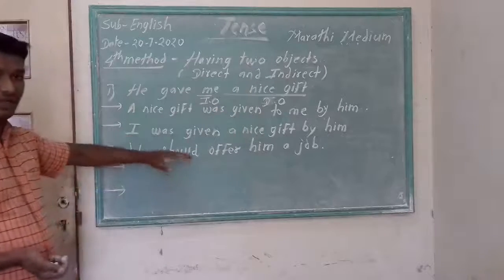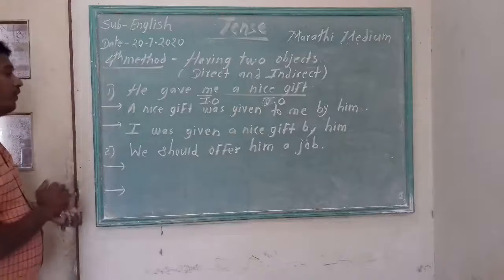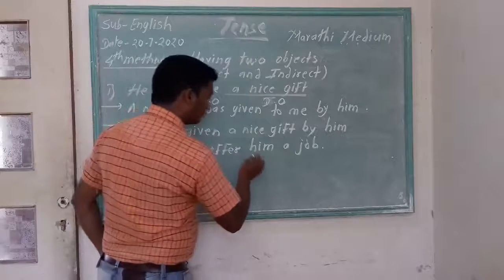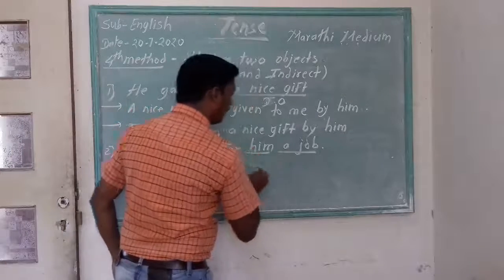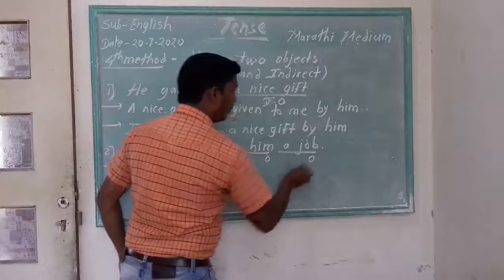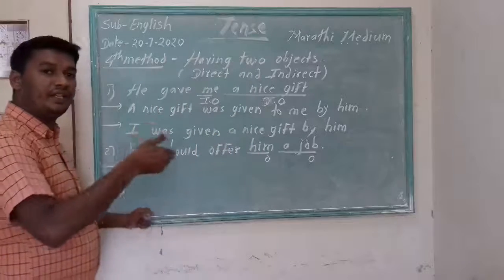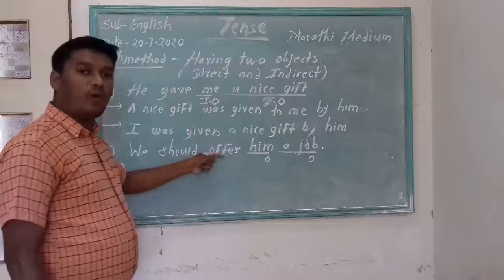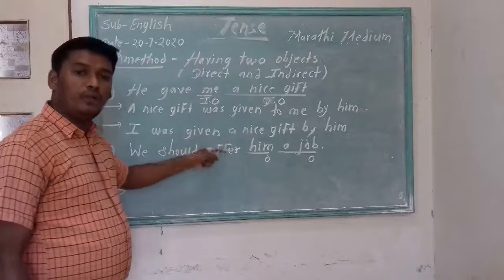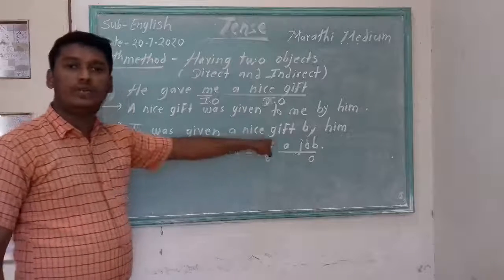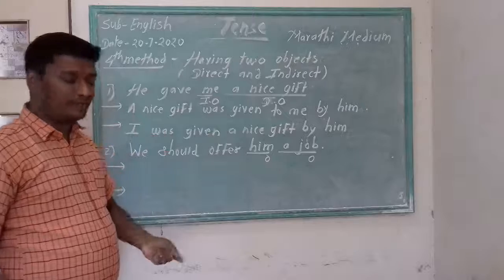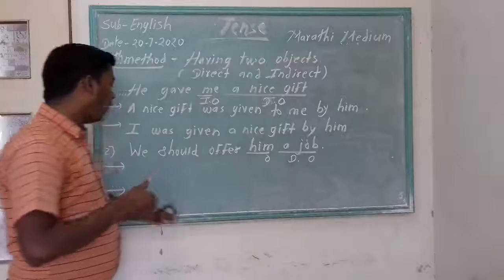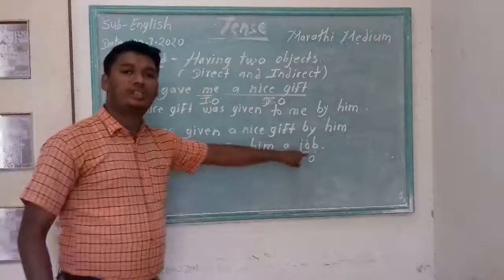Now next sentence, another sentence: we should offer him a job. Here there are two objects, him and job. Now let's decide which is direct and which is indirect. Ask a question to the verb by what. What should we offer? We get a job as the answer. So it is the direct object.